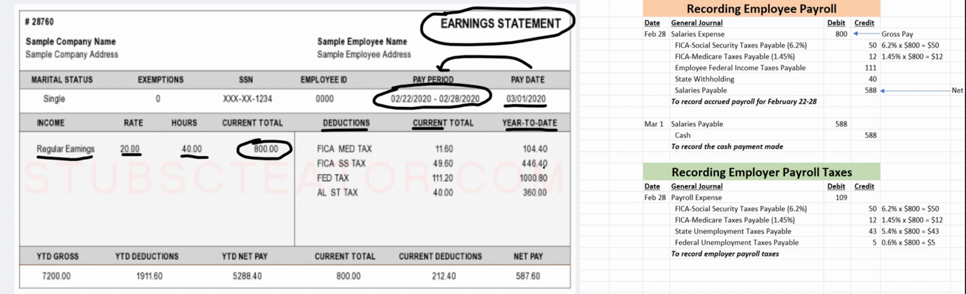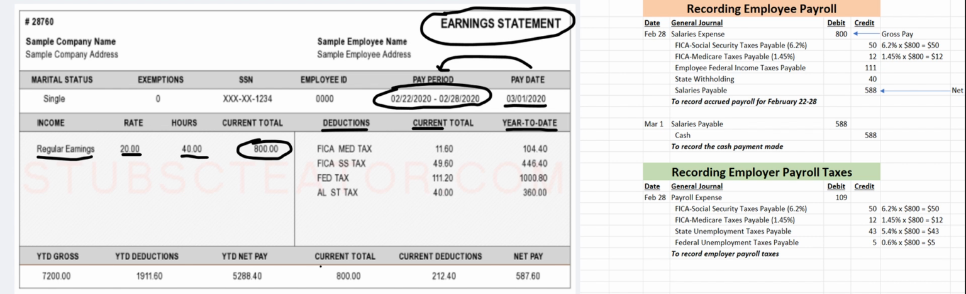On the right of it, this is the year to date. So that's usually the case. I know on my pay stub, it shows what's being currently taken out of my account and then what has been coming out of my account for the whole year, in total. So we have year-to-date gross here at the very bottom left, $7,200. Year-to-date deductions of $1,911. Then the year-to-date net pay of $5,288.